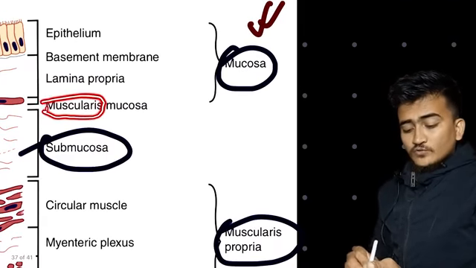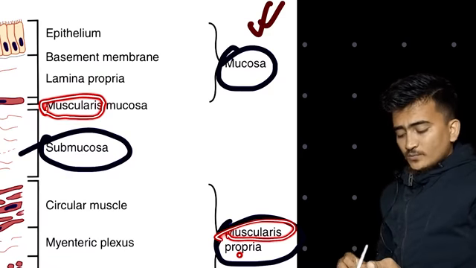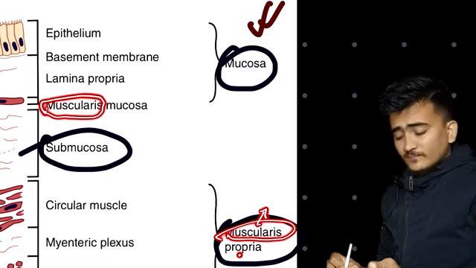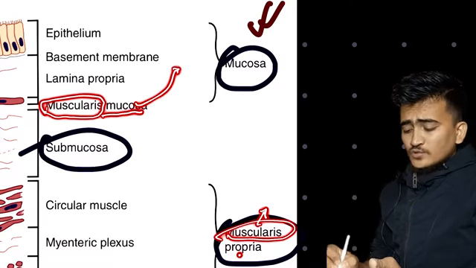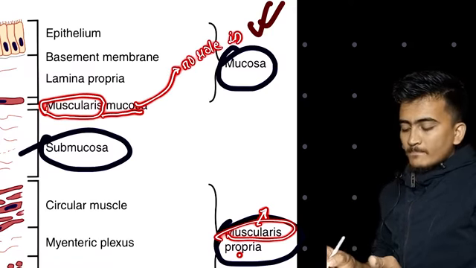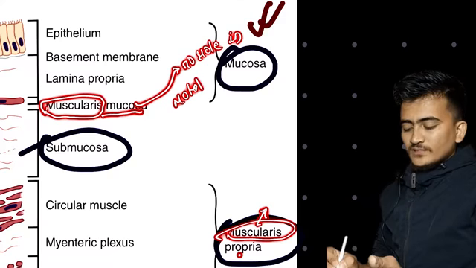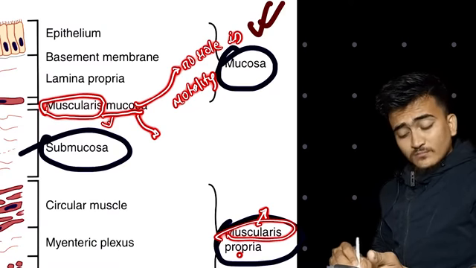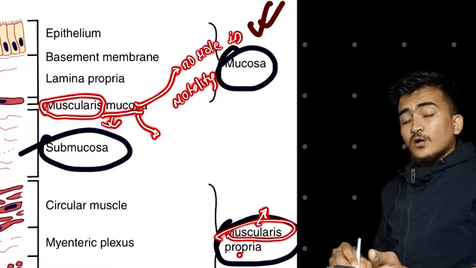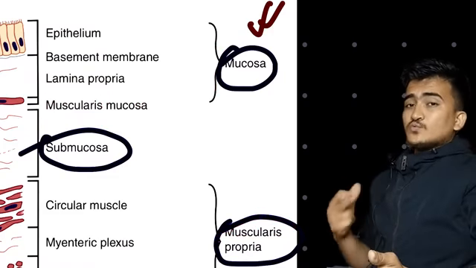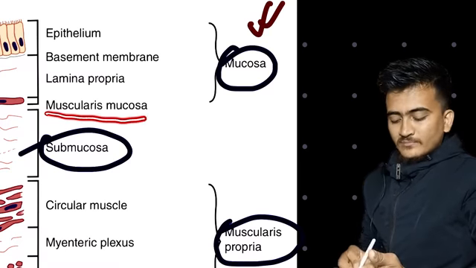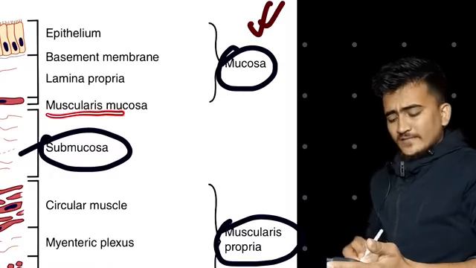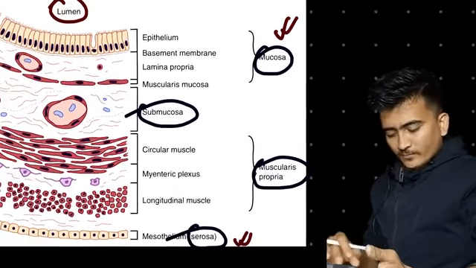We said muscularis propria contains the myenteric plexus, or Auerbach plexus, that helps in peristalsis or motility. But this muscularis mucosa has no role in peristalsis or motility. Then what is its function? During contraction and relaxation of the muscularis mucosa, it helps in altering the surface area of our GI system. That is why it helps in increasing or decreasing surface area for absorption or secretion. So that is the function of muscularis mucosa. We are clear about these things, right?